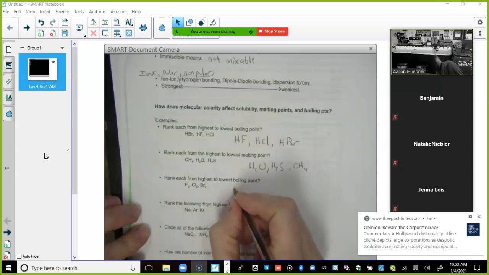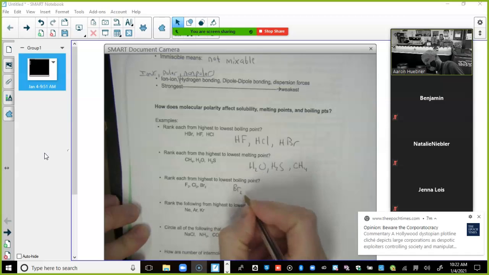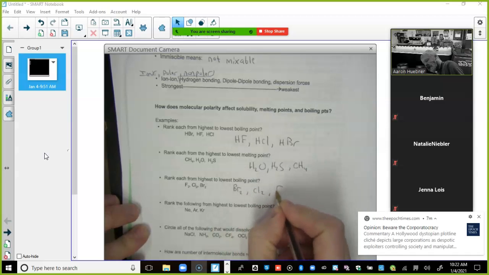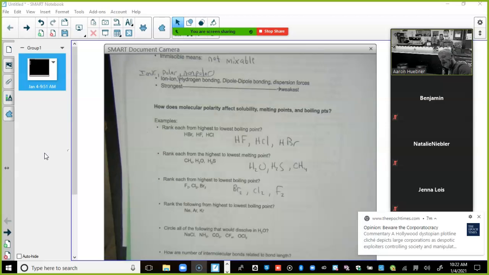So highest boiling point is going to be Br2. And then we got Cl2, and then we got F2, which has the lowest boiling point. Which is, hey, that makes sense because bromine's actually a liquid at room temperature, so it's going to take more energy to boil it than something that's already a gas at room temperature.